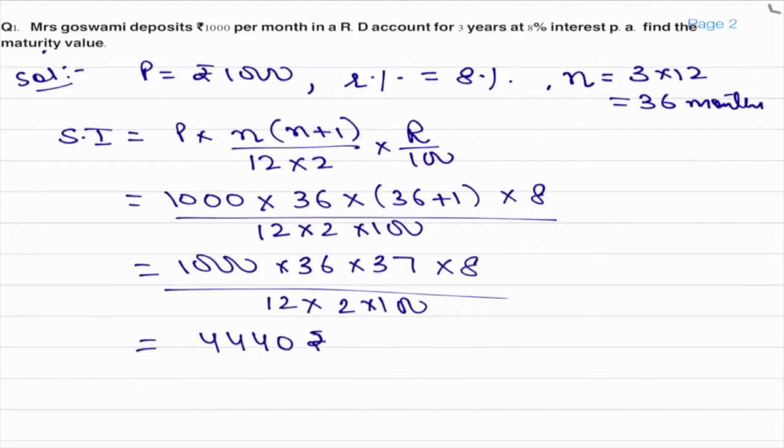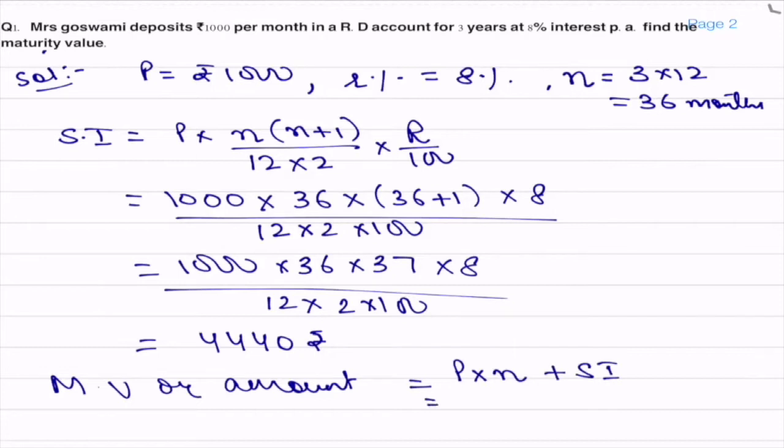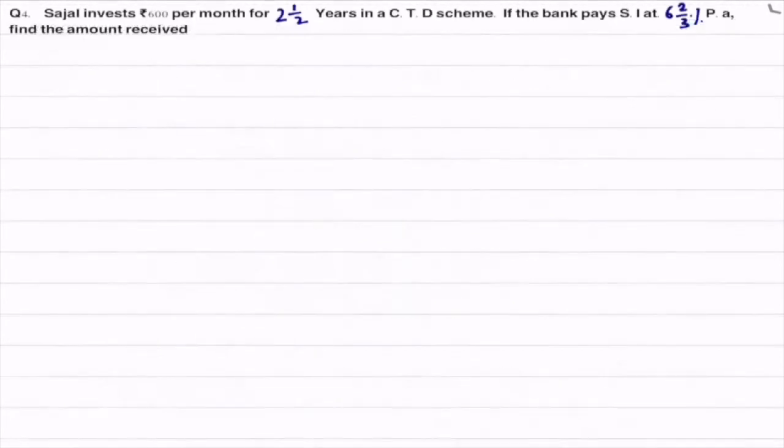Now this is the simple interest. They said find out the maturity value, or again, another name for maturity value is the amount received at the end of maturity. Both are the same. So that is P into N plus simple interest. Principal is 1000, number of months was 36, plus the simple interest value. After solving this, we'll see the final maturity value is rupees 40,440.